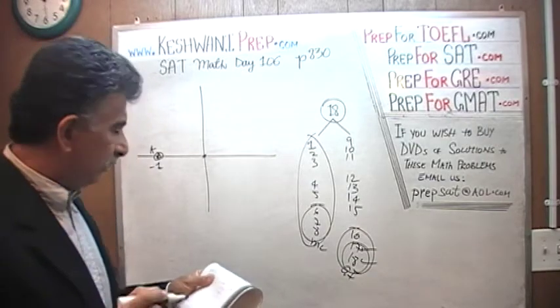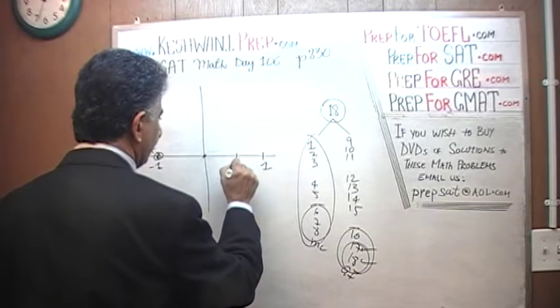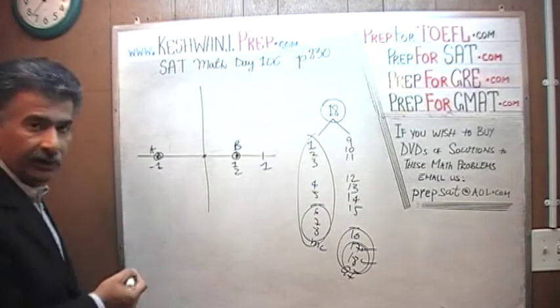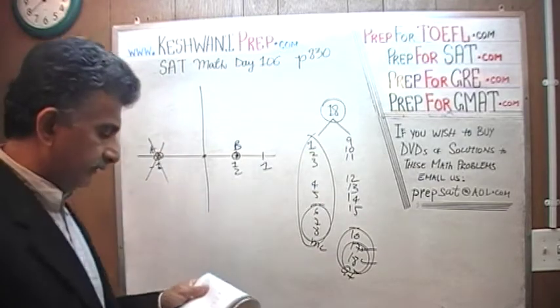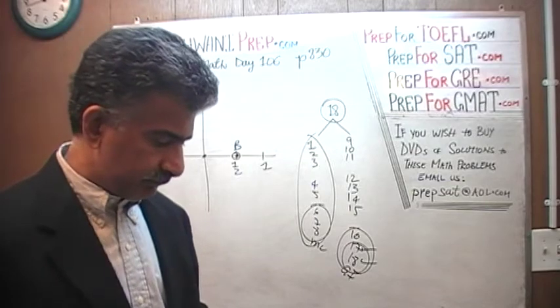B goes on to say 0 and half. So here is 1 and here is half. There is your B. And obviously B is closer than A, so A is already out of the game. A is not a contender. He could have been, but he's not.